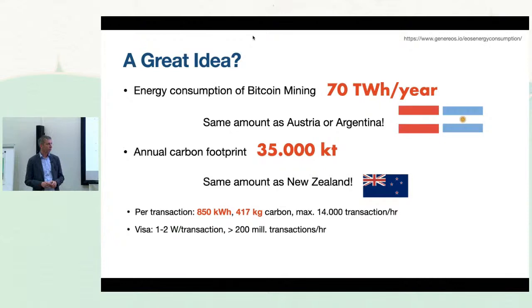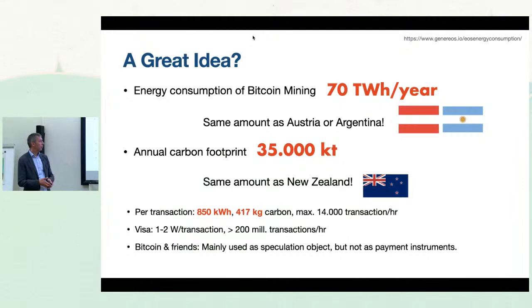So does it make sense? Finally, all this Bitcoin and all other cryptocurrencies are mainly used as speculation objects. It's not really for payment, because it makes not much sense if the value is changing so much. So most people try to get it in the hope that they make money later if the value is high.